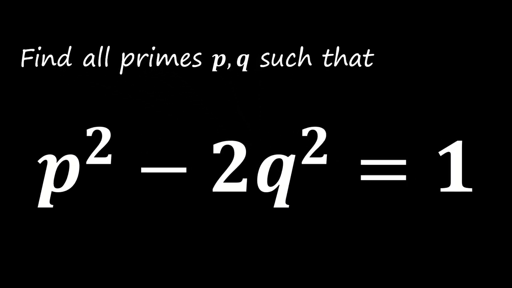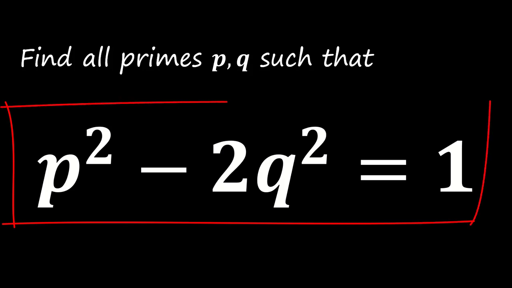Today, let's look at this interesting number theory problem which is suitable for beginners. For this question, we are asked to find all prime numbers p and q such that p squared minus 2q squared equals 1. Please have a good try before you look at the answer.